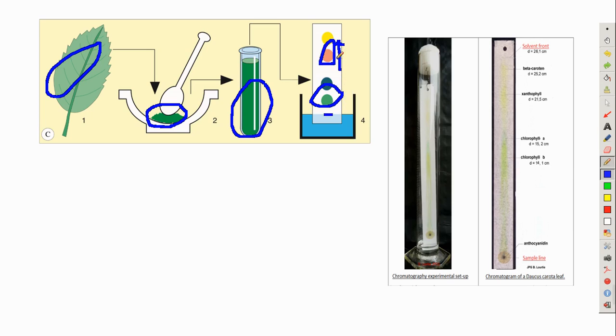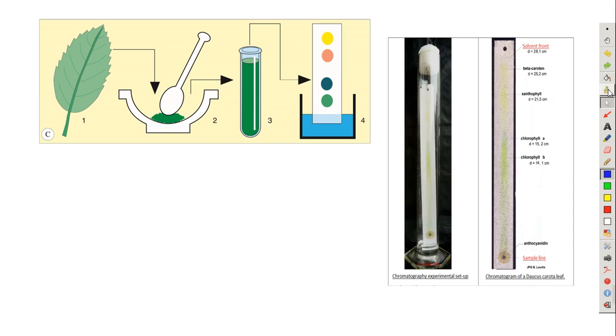It is possible for scientists to calculate a retention factor value, and this enables scientists in specific conditions to know exactly what pigment they have. By dividing where the pigment stopped by the solvent front, you get the retention value. So chlorophyll B will have its own, chlorophyll A will have its own, etc. That enables scientists to know exactly what pigment they're dealing with.